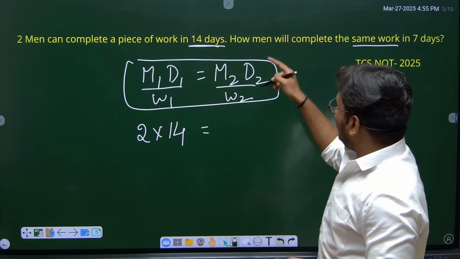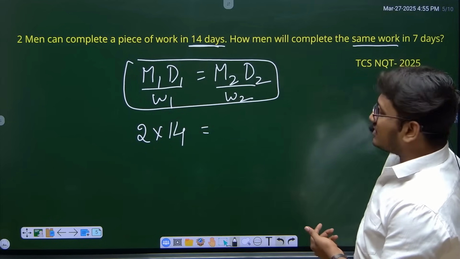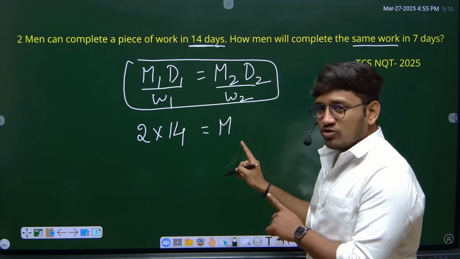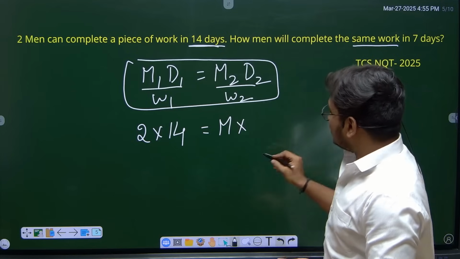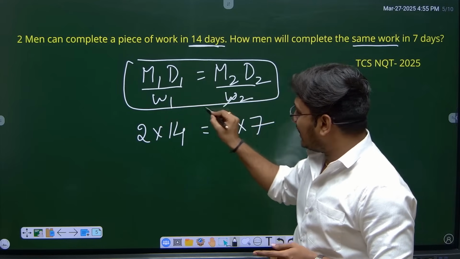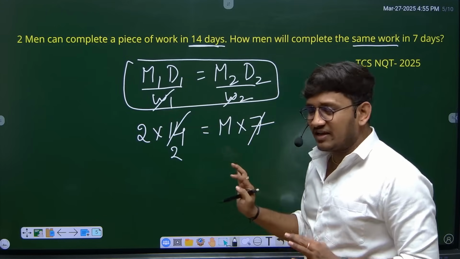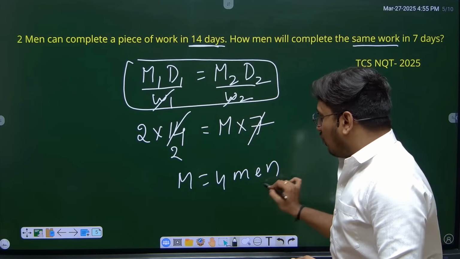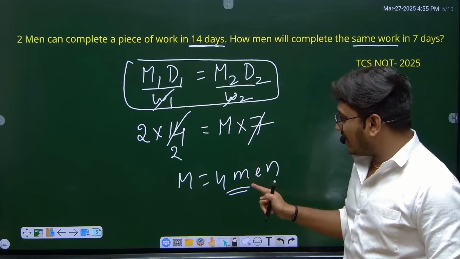Next, how many men will complete the same work in 7 days? We are not sure about these men, so I'm just assuming it as M. Here the same work, that's the reason W1 and W2 will get cancelled. Now 7 times M is equal to 2 times 14, very basic, minimal calculations. So M is equal to 4. I can say that 4 men are required to do the same work in 7 days. So our final answer is 4 men.